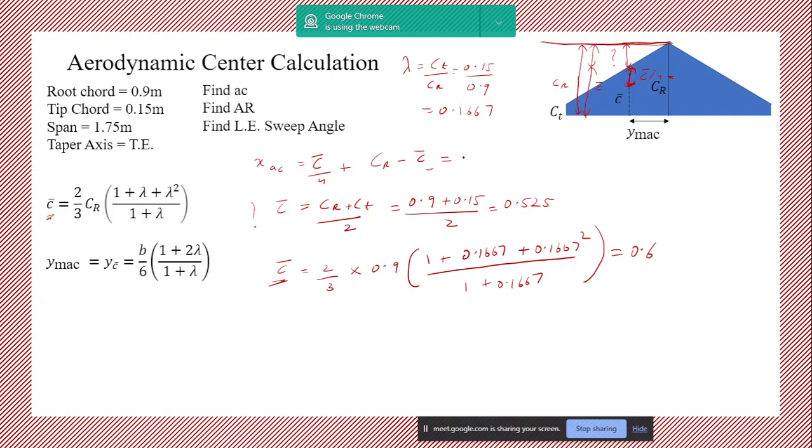You get 0.6 by 4 plus CR is 0.9 minus C bar is again 0.6. What is this value? 0.6 by 4 plus 0.9 minus 0.6. 0.45. Yes? Is that the right answer?